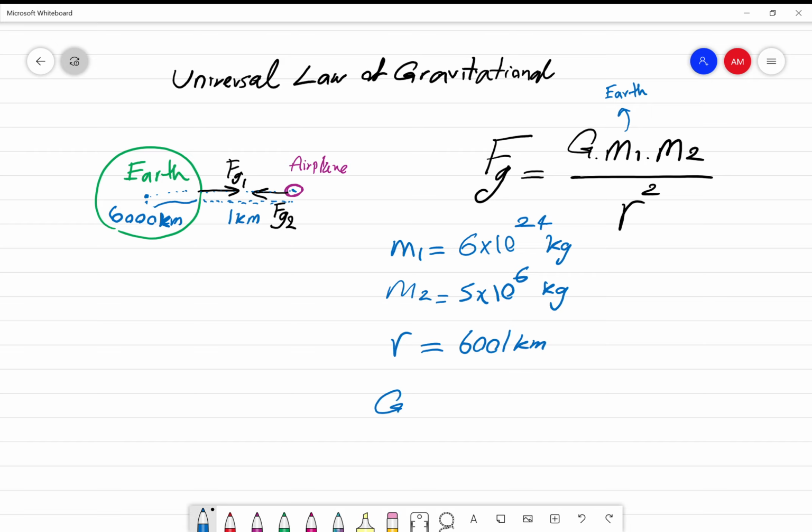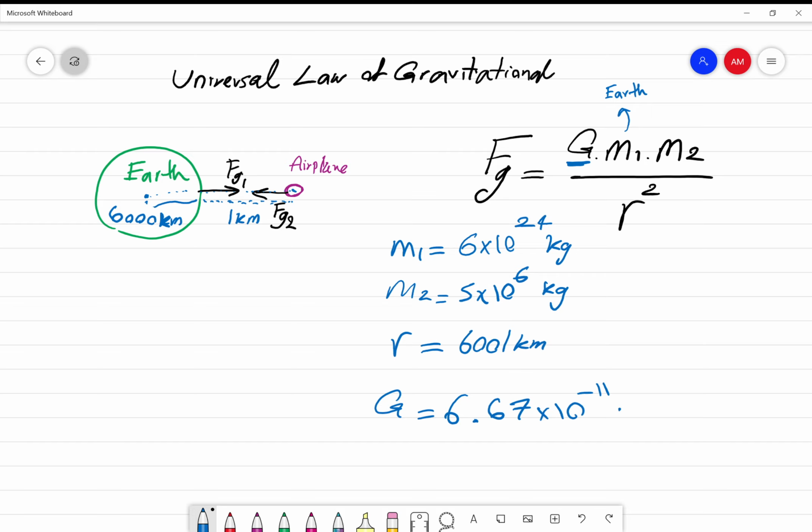So this is another thing that we have in our equation. The constant G is also equal to 6.67. This is given, or we can just look it up. It's called the gravitational constant. It's in the equation of our gravitational law, universal law. So that's 6.67 times 10 to the power of negative 11.